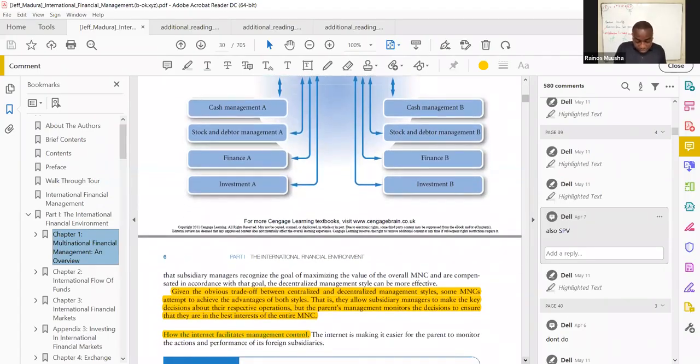So here they say, given the obvious trade-off between centralized and decentralized management styles, some multinational corporations attempt to achieve the advantages of both styles. That is, they allow subsidiary managers to make the key decisions about the respective operations, but the parent management monitors the decisions to ensure that they are in the best interest of the entire multinational corporation. So this is more like a hybrid between a centralized and decentralized system.